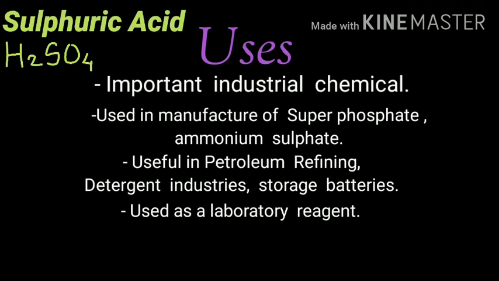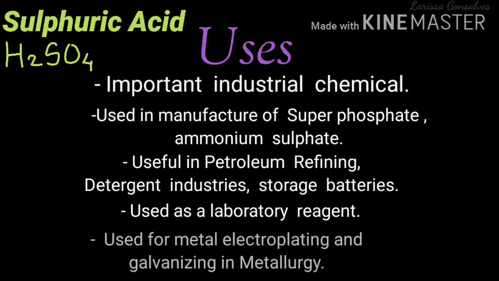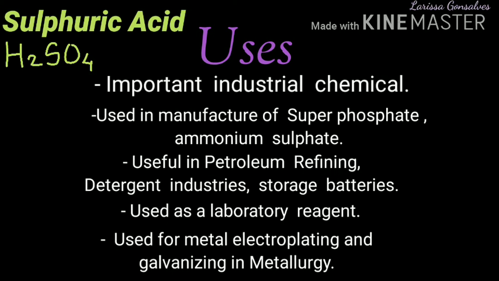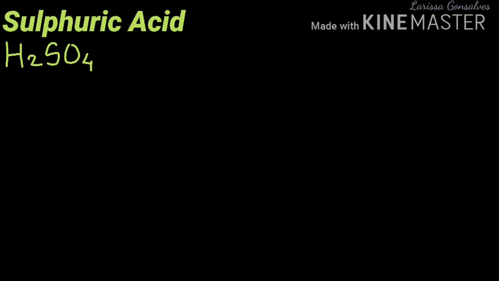In metallurgy, sulfuric acid is used for cleaning, metal electroplating, and galvanizing. It is also used in the manufacture of nitrocellulose products. Nitrocellulose has a fluffy and white appearance, somewhat resembling cotton. So this was all about the allotropes, oxoacids, and compounds of sulfur.